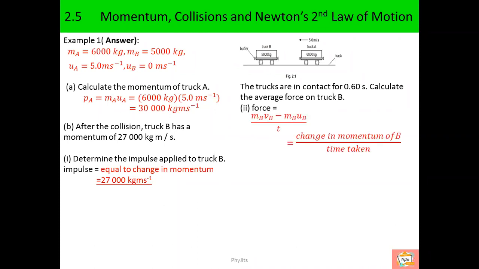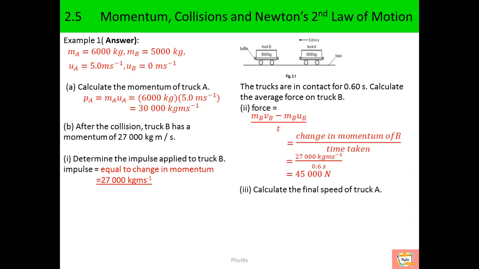So force can be calculated by change in momentum divided by the time. You are talking about truck B, so just focus on truck B, how the momentum of truck B changes. You know the change is 27,000 and the time taken is 0.6. So the force acting will be 45,000. Very big force. That is why when the impact time is very short, the force acting will be very big and it will cause a lot of damage.